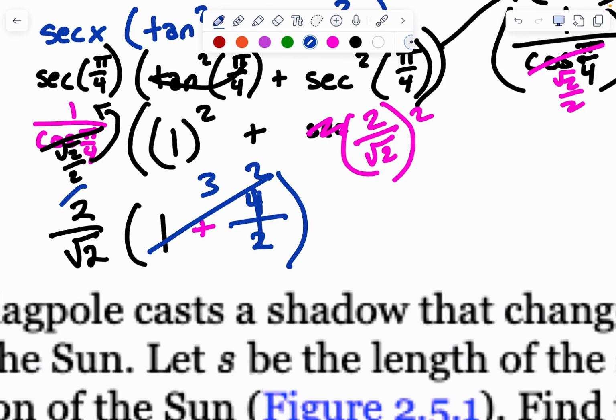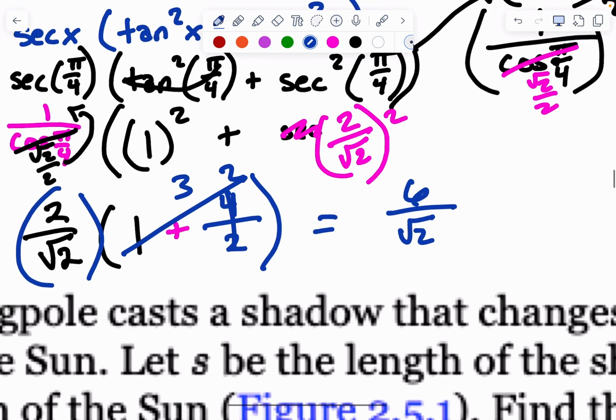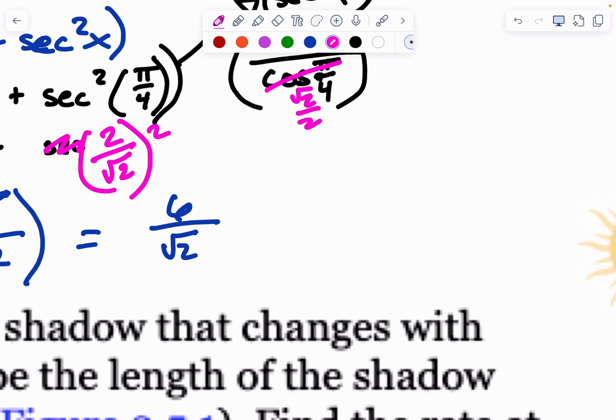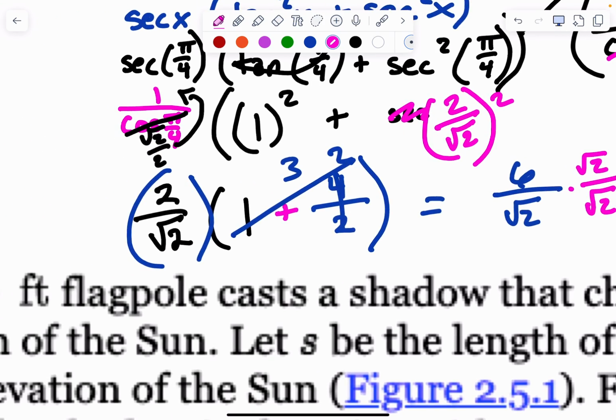And 3 times this guy is 6 over the square root of 2. Or if I rationalize and I take it times the square root of 2 over the square root of 2, because I don't want the bottom to be a square root, right? This is 6.